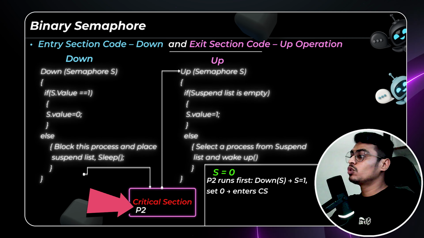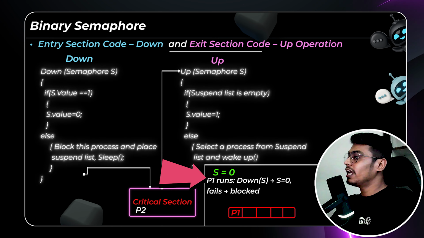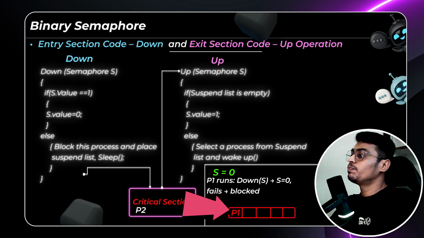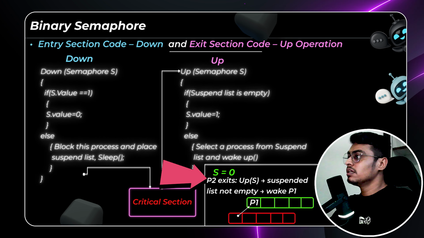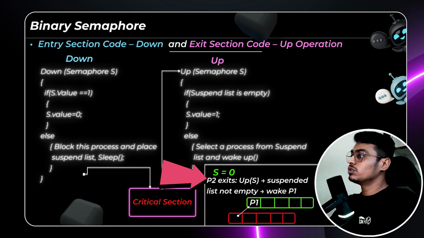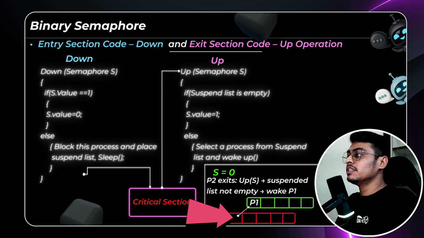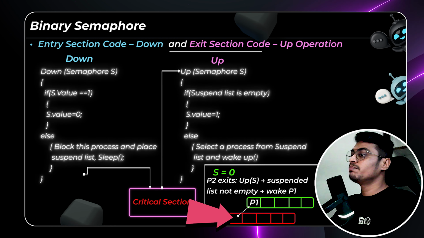If P1 tries to run, P1 executes down S. Is S value equal to 1? No, S value is 0 now. So P1 gets blocked. When P2 exits, P2 executes up S. Is the suspended list empty? No, the suspended list is not empty. P1 is there. Wake up P1 from the suspended list. This ensures mutual exclusion: only one process can be in the critical section at one time. So this is binary semaphore.